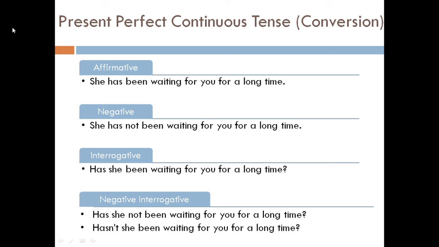ये rule लगाया है हमने यहाँ पे. Negative interrogative: has she not been waiting for you for a long time? Hasn't she been waiting for you for a long time? So these are the conversions. This is how we convert a sentence from affirmative to negative, interrogative and negative interrogative by applying the rules that we have learned.